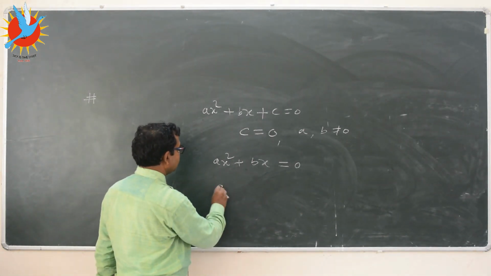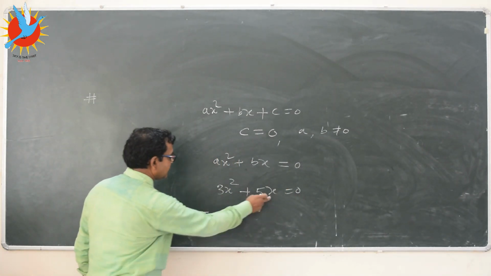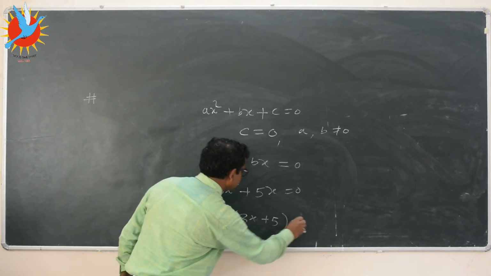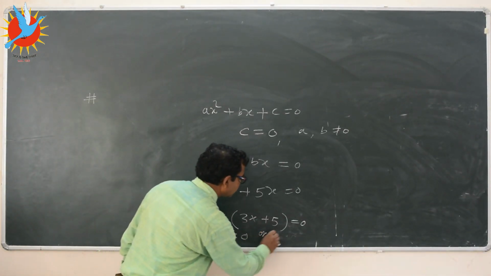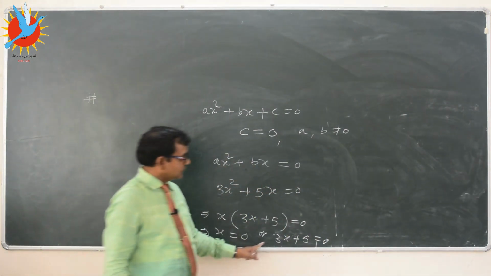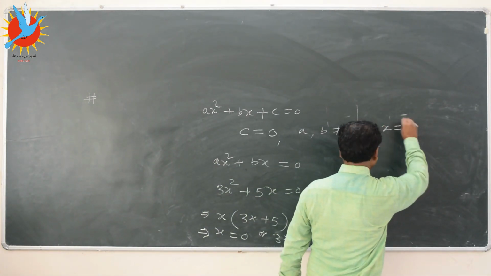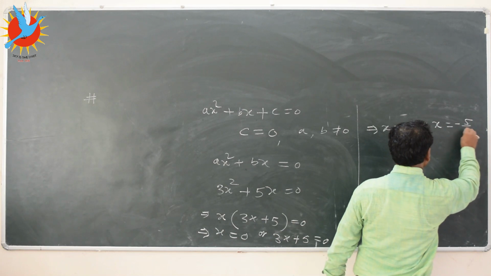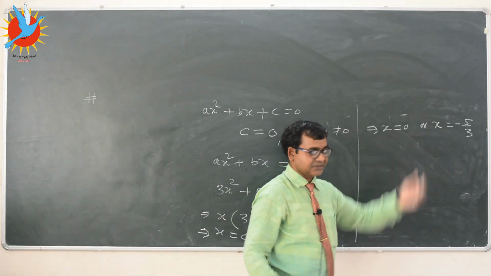Let us take an example, 3x square plus 5x equal to 0. This implies take x common. Here we have x into 3x plus 5 equal to 0. Now this implies that either x equal to 0, or 3x plus 5 equal to 0. This again gives x equal to 0 or x equal to minus 5 by 3. So these are the solutions of this quadratic equation.